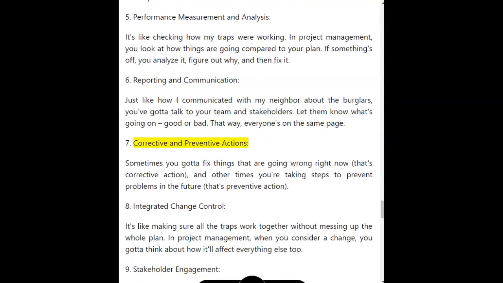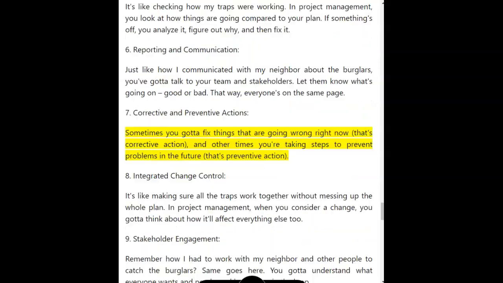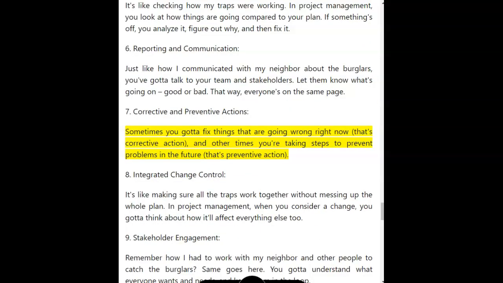7. Corrective and preventive actions. Sometimes you've got to fix things that are going wrong right now, that's corrective action, and other times you're taking steps to prevent problems in the future, that's preventive action.